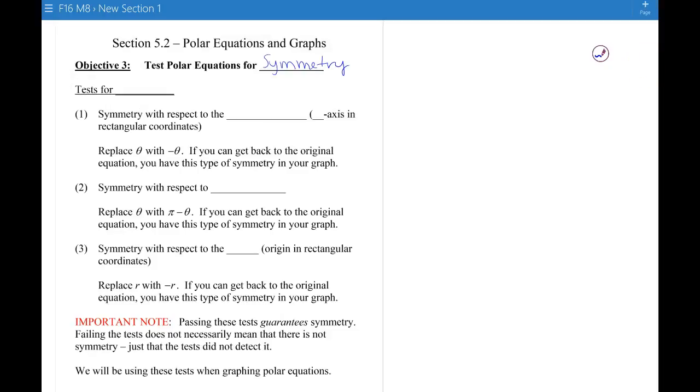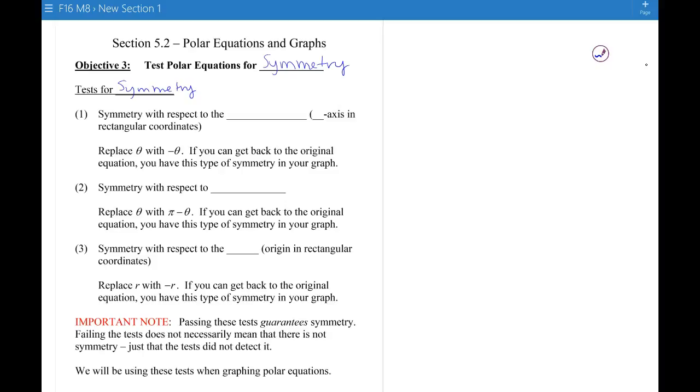Okay, so back to testing polar equations for symmetry. There are three different types of symmetry that we'll be looking for. The nice thing about looking for symmetry, if you find it, is that you can just draw half of the graph and then know what the other half looks like because of the symmetry that you have found. You may have done this before with algebraic equations, so it might seem kind of familiar.